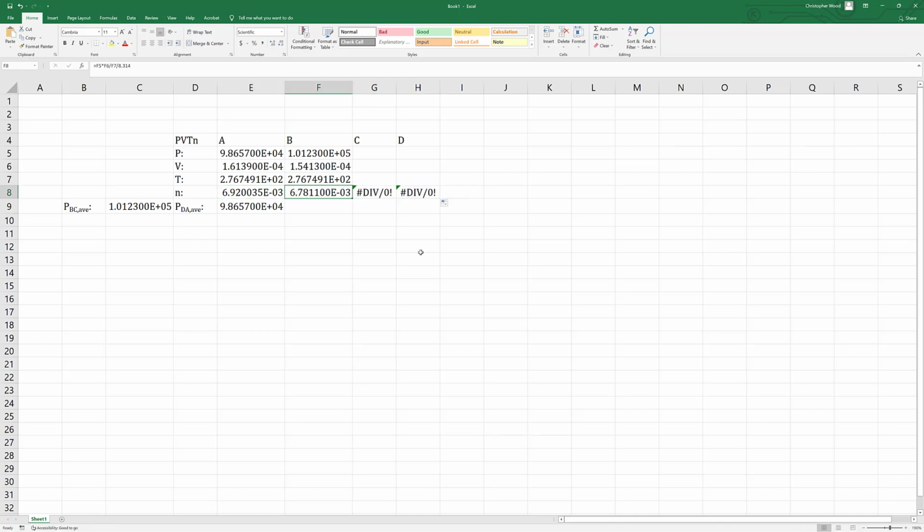Here's your next sanity check. For the number of moles at thermodynamic energy state B, you should have 6.781100 E minus 3.